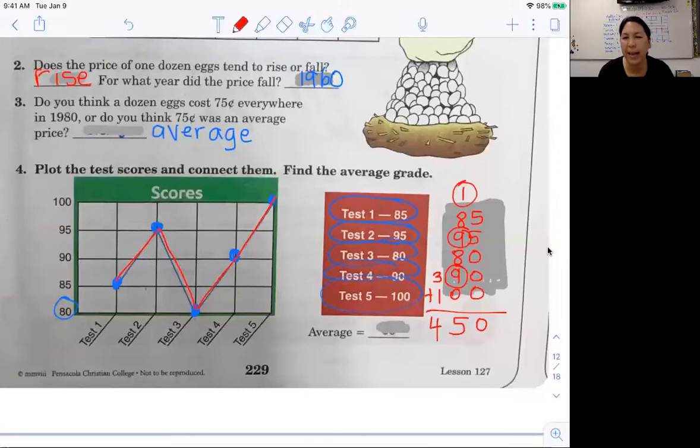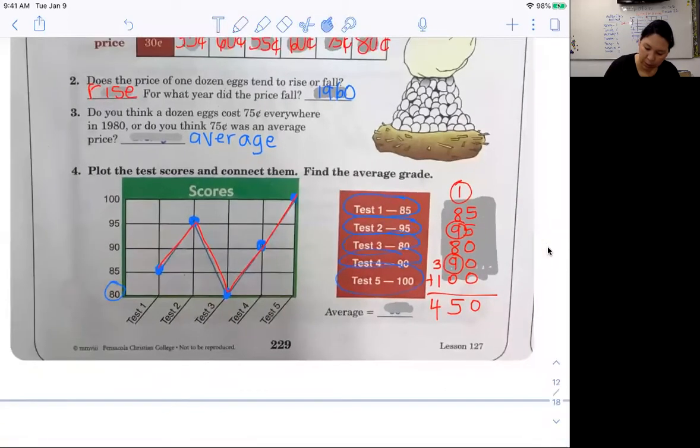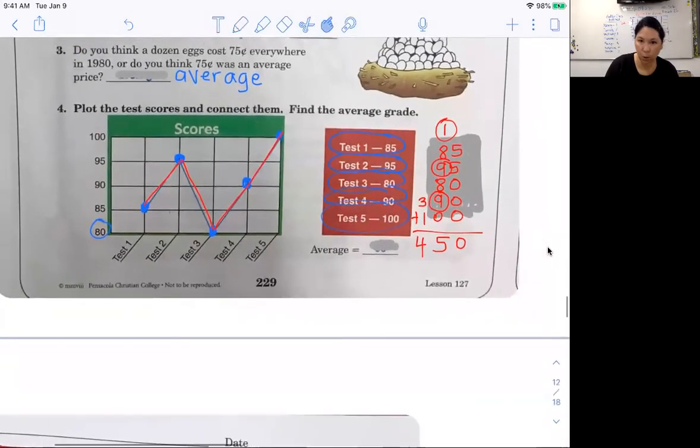Now, is 450 my answer? What do we do when we average? That's right. We have to divide. Okay, so I'm going to use my scratch paper here, that means my white space, down here. So I'm going to do 450 divided by how many tests were there? Five. Oh, this is going to be easy.